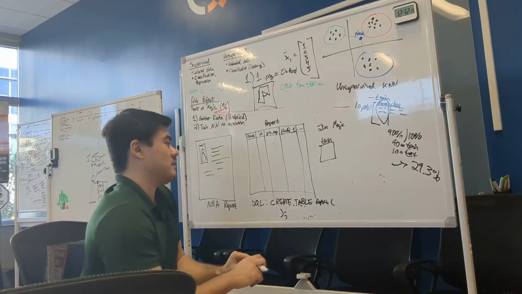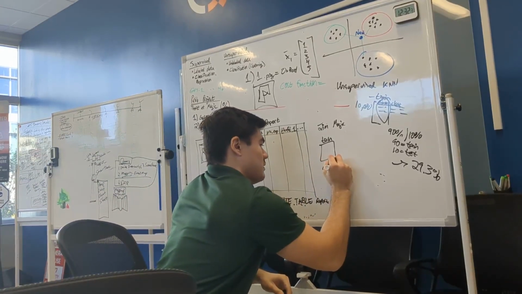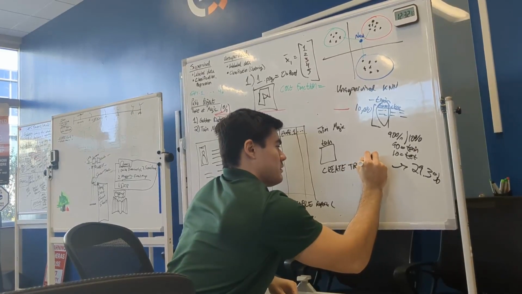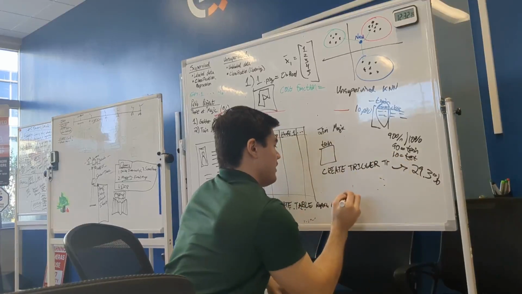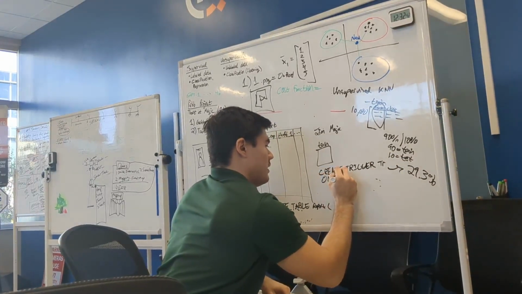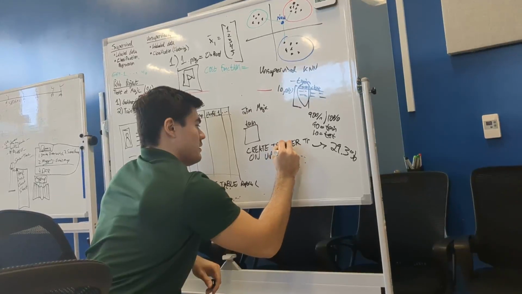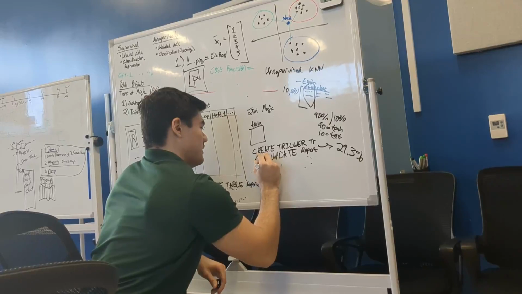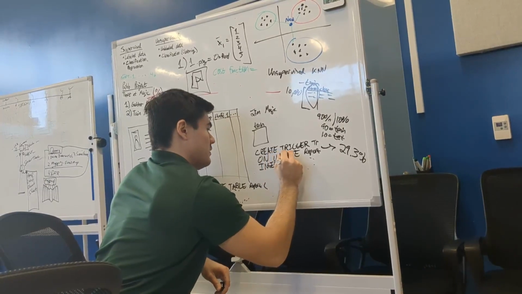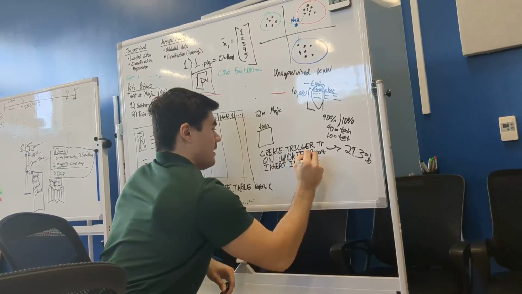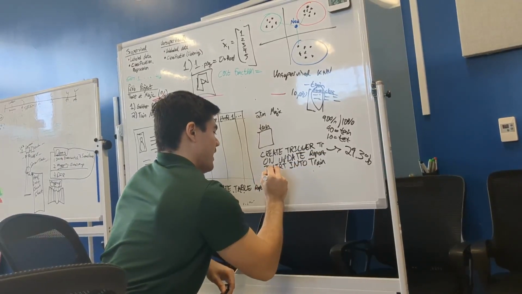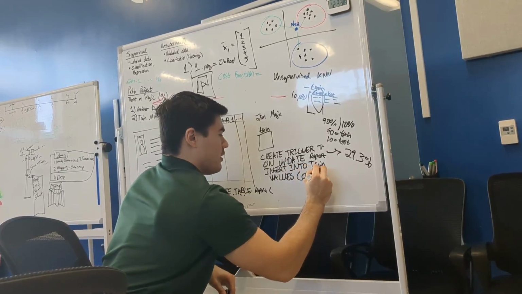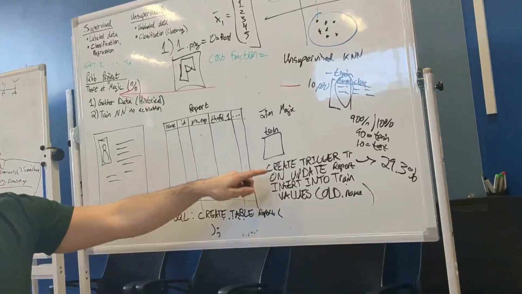So everything here is going to be used to train the neural network. What we can do is create trigger TR, and we'll do on update report, insert into train values, old dot name and all that stuff. So we create a trigger.